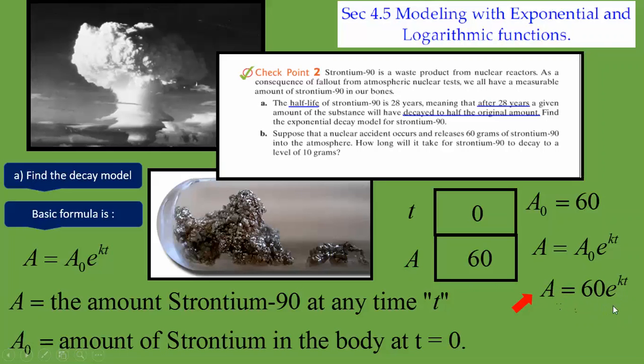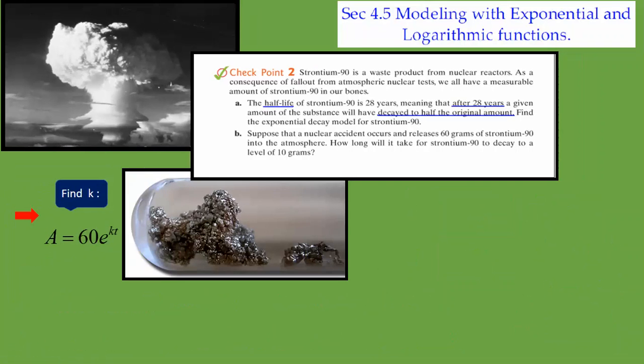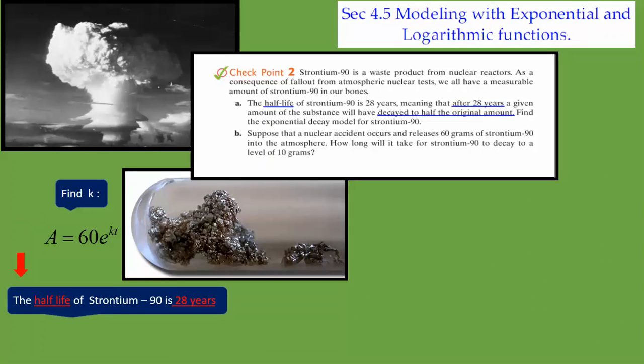So I almost have my decay model determined. The only thing I don't know is the value of k. So that's what I need to figure out. I need to find the value of k so that I will be able to find my decay model. So here, this is what we need to do to figure out the value of k. We have to take into account the half-life of strontium-90. So we know the half-life of strontium-90 is 28 years.